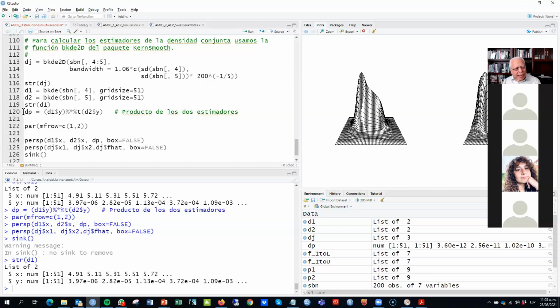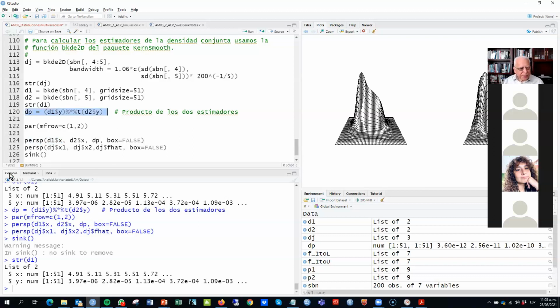And I'm multiplying them to see if the marginal density estimates give me the joint density estimate. Okay, so I'm doing this vector multiplication. And I'm graphing, first I'm graphing the DJ. So this is a perspective of D1x and D2x. And what I'm plotting here is DP, which is the product of the two marginal densities.